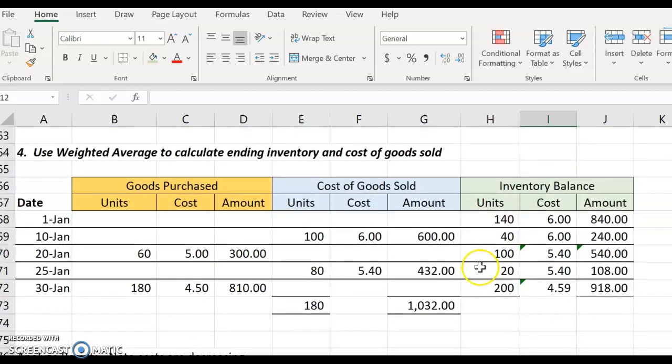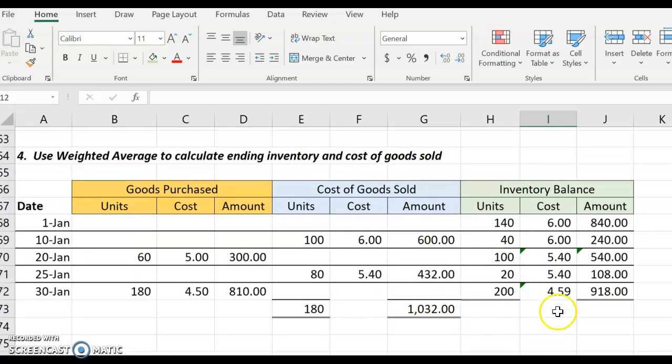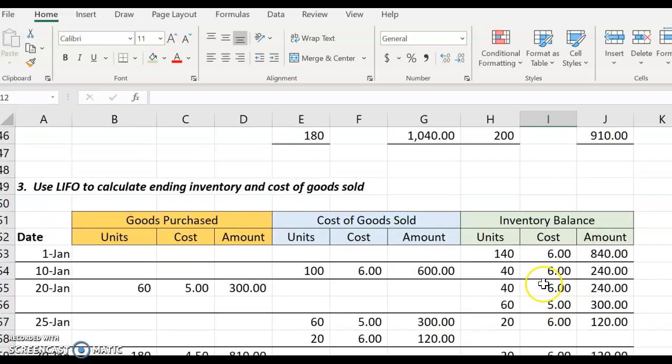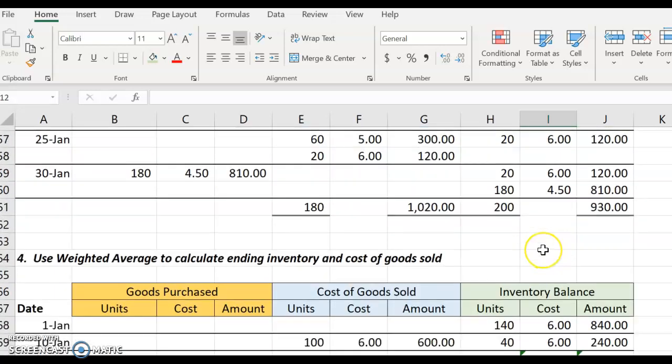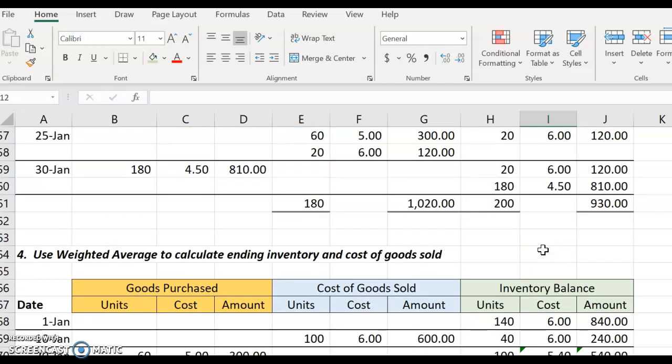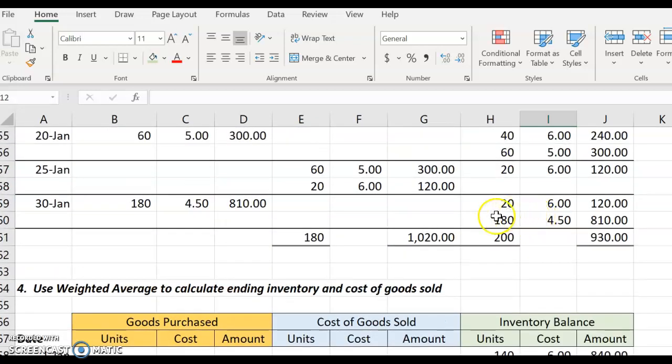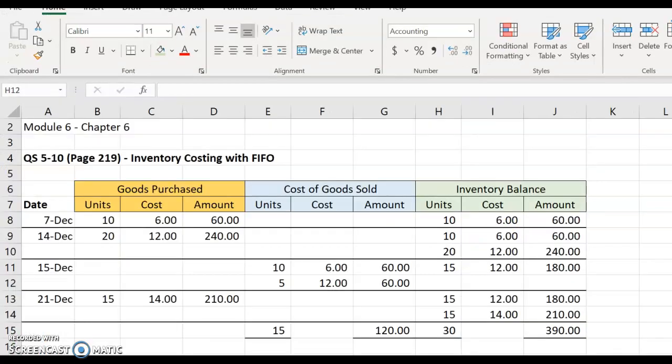And then when we get down to the weighted average, as I said before, that's going to fall in the middle. So we got a cost of goods sold of 1032, not right in the middle, but it's going to fall in the middle, between 1020 and 1040, and the 918 ending inventory falls in between the 910 and the 930. To see that effect of rising prices, remember QS 5-10, we computed the FIFO, LIFO, weighted average and specific identification for that problem as well.